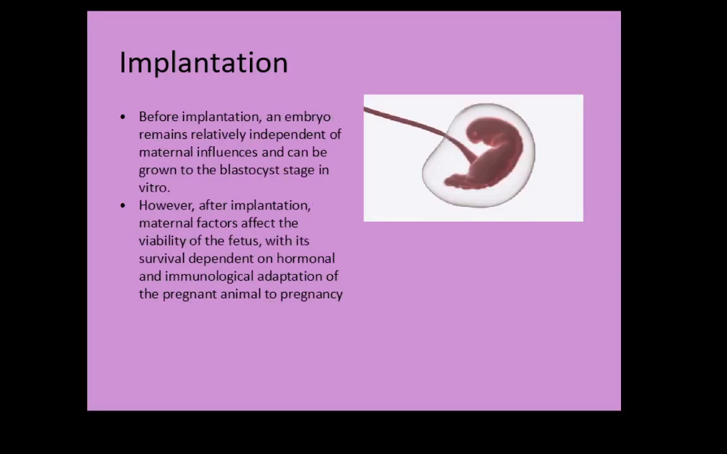Before implantation, the embryo remains relatively independent of maternal influences and can be grown to the blastocyst stage in vitro. However, after implantation, maternal factors affect the survivability of the conceptus, with its survival depending on the hormonal as well as the immunological adaptation of the mother animal to pregnancy.